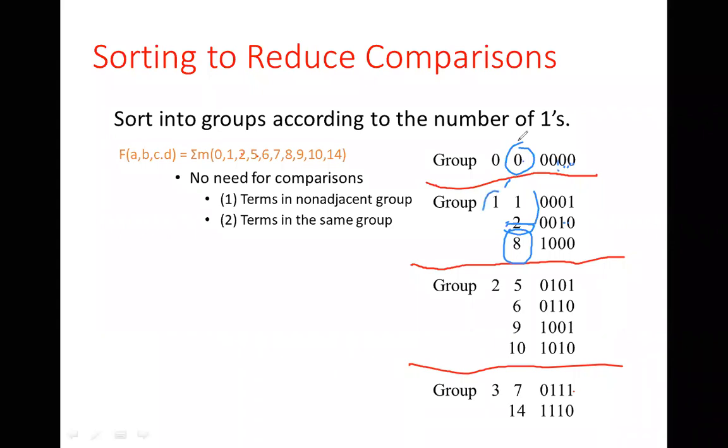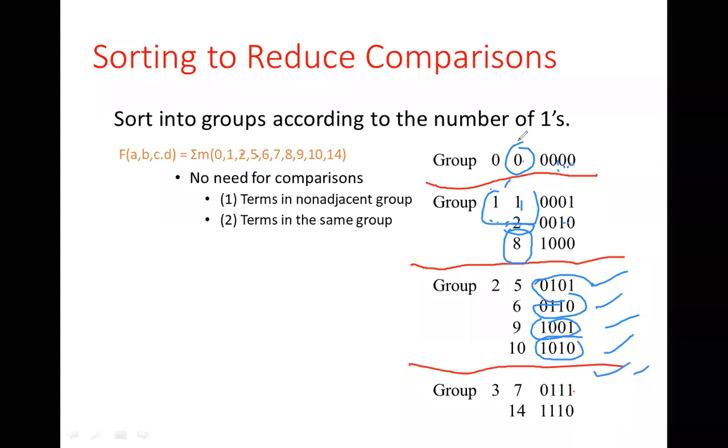Then 1 I should compare with group 2. So 1 will be compared with 5, 1 will be compared with 6, 1 will be compared with 9, 1 will be compared with 10. Similarly, 2 will be compared with 5, 6, 9, and 10. If you want, you can also compare it with 7 and 14 and check it out. But adjacent groups only will give you the difference.